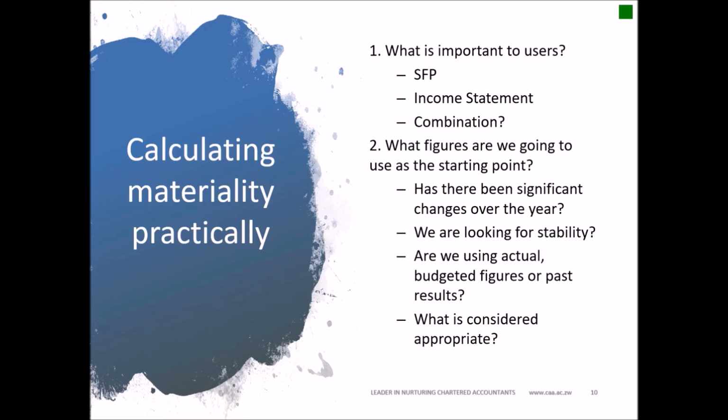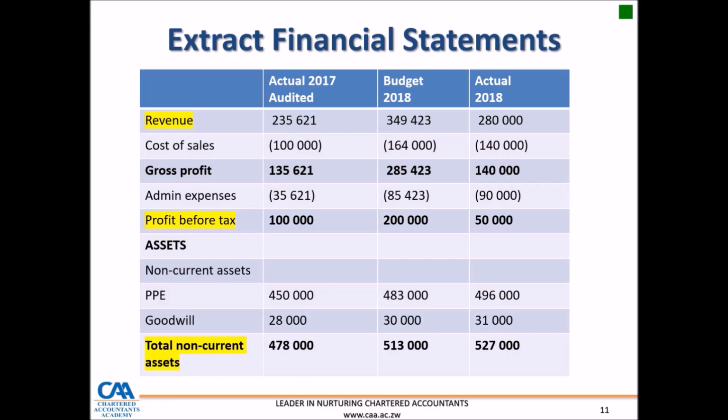Materiality is very critical, because that is where the auditor is going to derive their conclusion to say financial statements are materially misstated or they are not materially misstated. Just an example, there's an extract of financial statements. You'll find there's actual for 2017, which has been audited. There's the 2018 budgeted financial statements. There's 2018 actual financial statements.